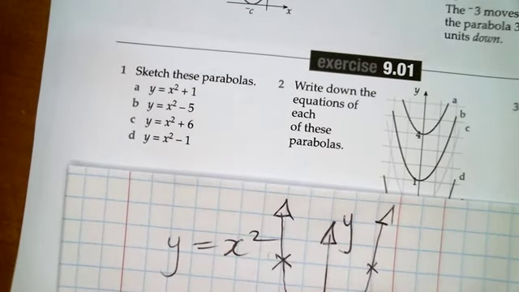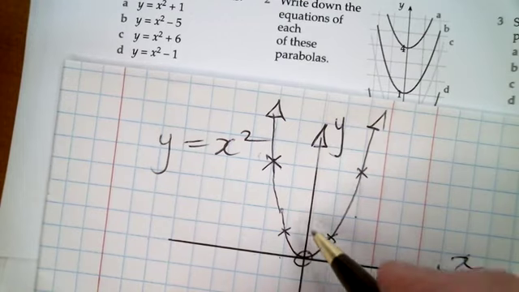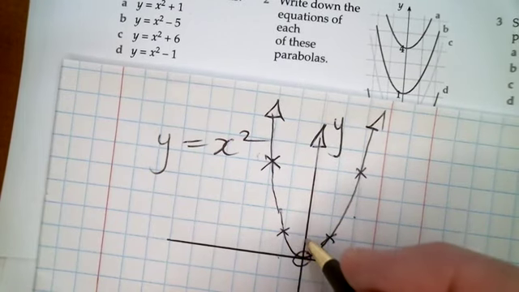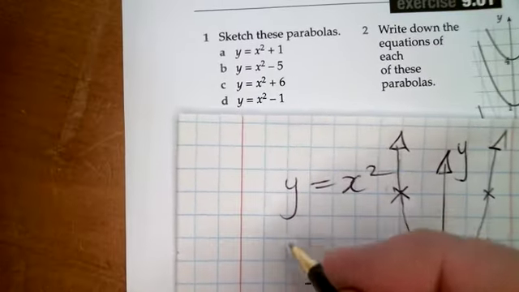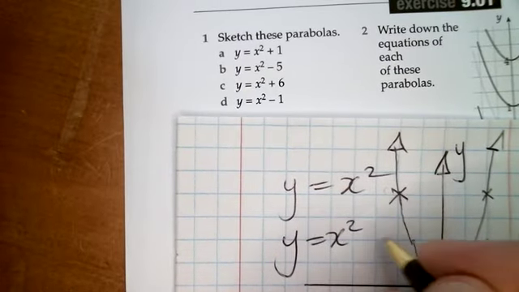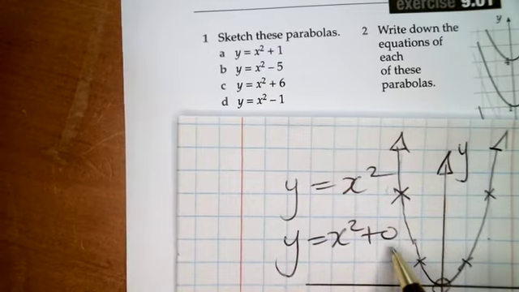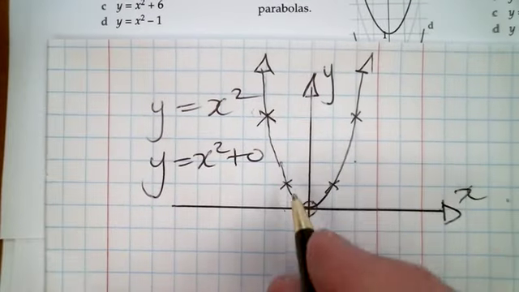Now, the moment I say, let's make it something slightly different, for example, x squared plus 1, then we're going to start this whole thing, but up 1 square. So we'd start not at 0, we'd start at 1, because really y equals x squared is the same as saying y equals x squared plus 0. This, of course, is the start point. Now let's make it slightly different.